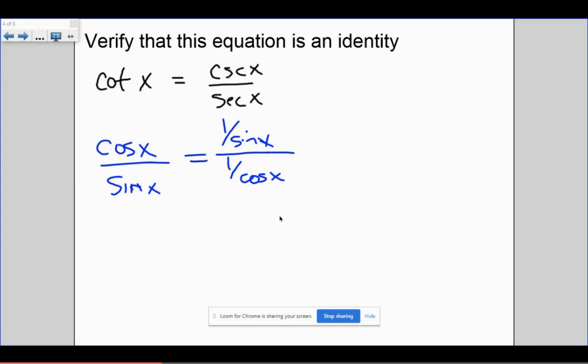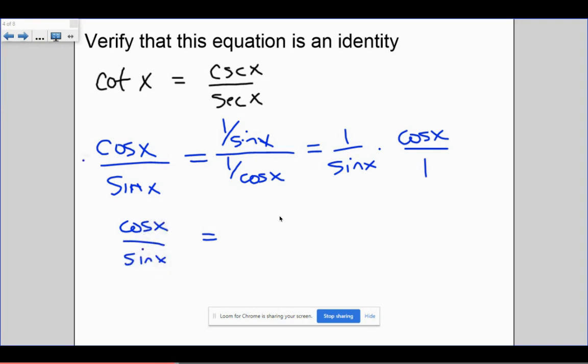So on the right-hand side, we have a fraction over a fraction. You have to remember that to divide by a fraction, you need to multiply by the reciprocal. The top is 1 over sine x, but then the bottom, you multiply it by cosine x over 1. So we've reciprocated the bottom. We flipped it over. We're multiplying by the reciprocal.